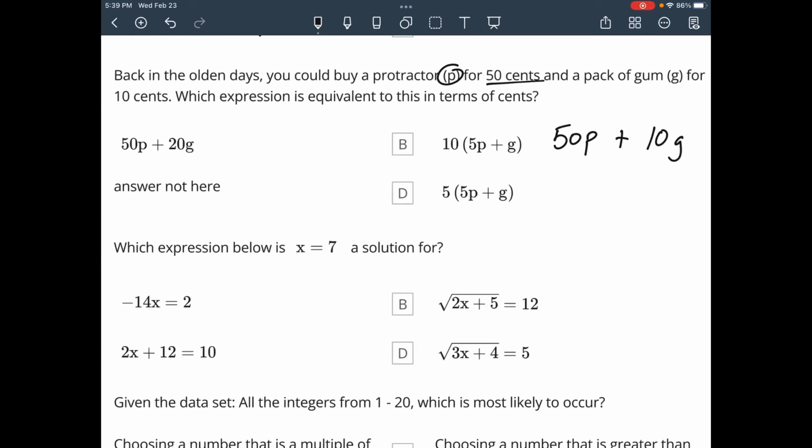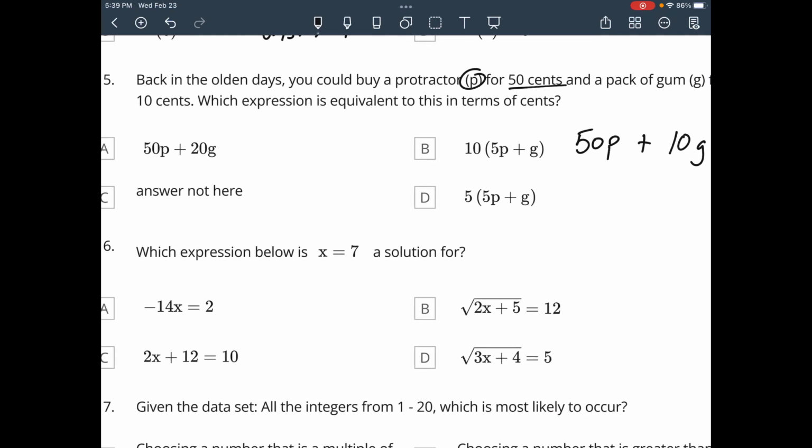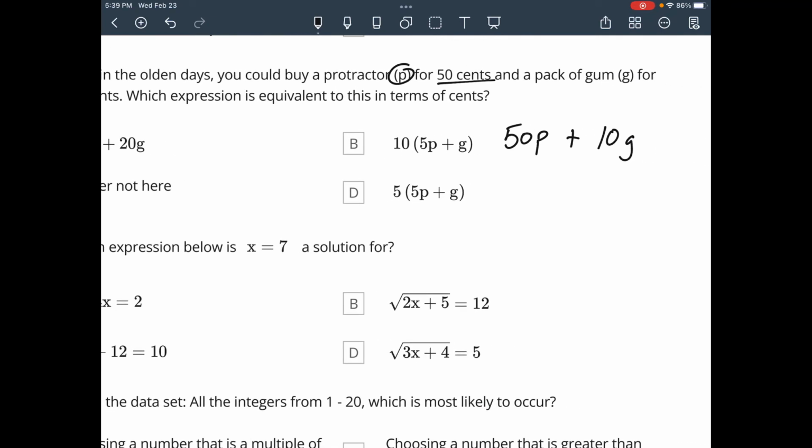If you notice, that answer is not there. So you might choose letter C, right? But that's wrong. Why? Because the 50 and the 10, I can divide them both by 10. If I divide them both by 10, 50 divided by 10 is 5. And 10 divided by 10 is 1, but we don't have to put the 1. Right, so we don't ever put that 1 there. And that's why the answer would be letter B.